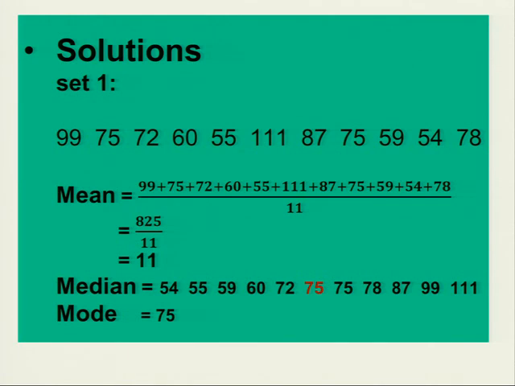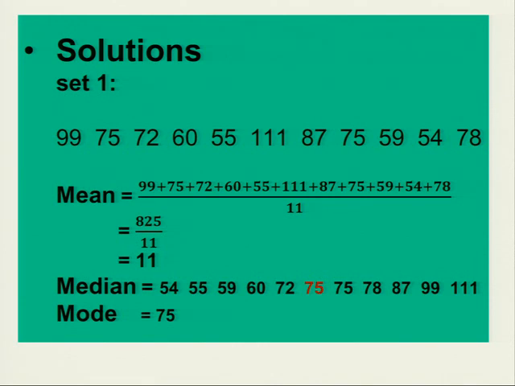So the smallest value in our data set for set 1 is 54, and the largest value is 111. Right? Then after arranging our data, remember you must count from left and from right equal spaces. If you count from left, we have from 54, 1, 2, 3, 4, 5, and then the sixth value, that's 75. And then again, let's count from the right. We have from 111, so it's 1, 2, 3, 4, 5, 6. And the sixth value also stands on 75. That means 75 is our median. I'm sure you got that, grade 12s.